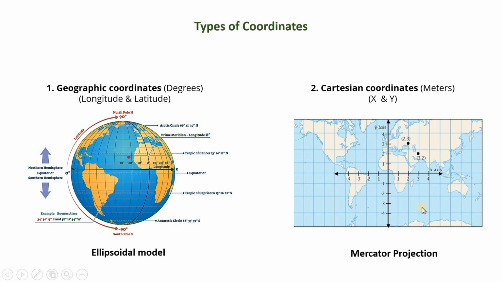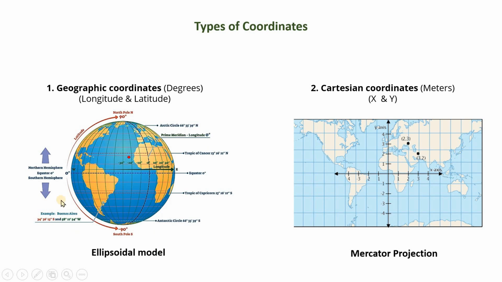But in this Cartesian coordinate system, the coordinates will be in meters. Here it was in degrees, but here it will be in meters, and instead of longitude and latitude we'll use X and Y. For example, if we have a point right here, and I ask you to define it, you can define it by its corresponding X and Y coordinates, which are 3 and 2. So the coordinates for this point will be 3 and 2, but here it was a latitude value and a longitude value. That's the main difference between geographic coordinates and Cartesian coordinates.